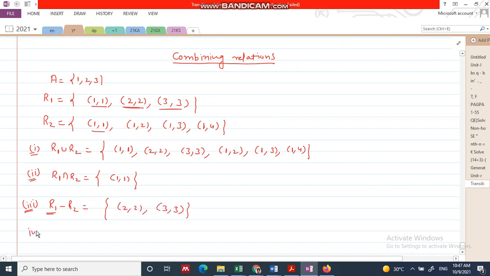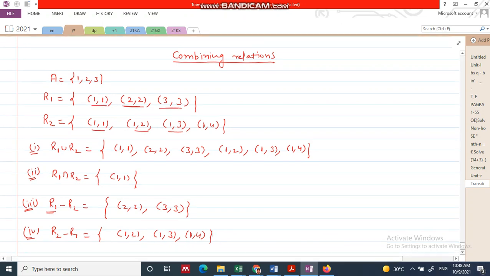Then fourth one is R2 minus R1. So write the elements of R2 only, but leave the common element of R1 and R2. So (1,2), (1,3), and (1,4). Okay, so in this way you can combine these two relations.